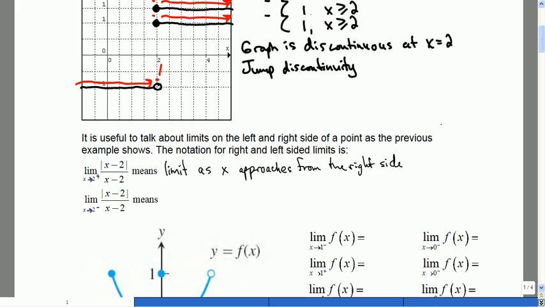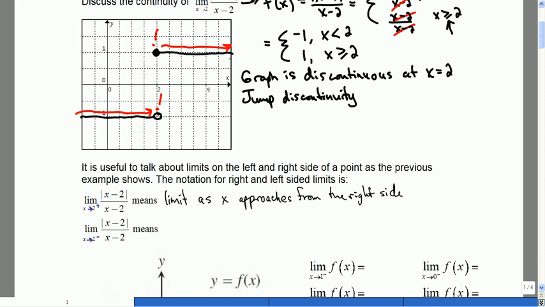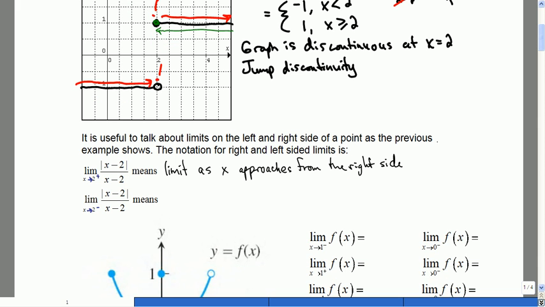and if we look up in our picture here, as I approach from the right side, that would be this. The value I hit is here. So as I approach, that limit equals 1. The other one is the limit as x approaches from the left side. So as I approach from the left side here, when I get very, very close, I'm looking at a value of negative 1.